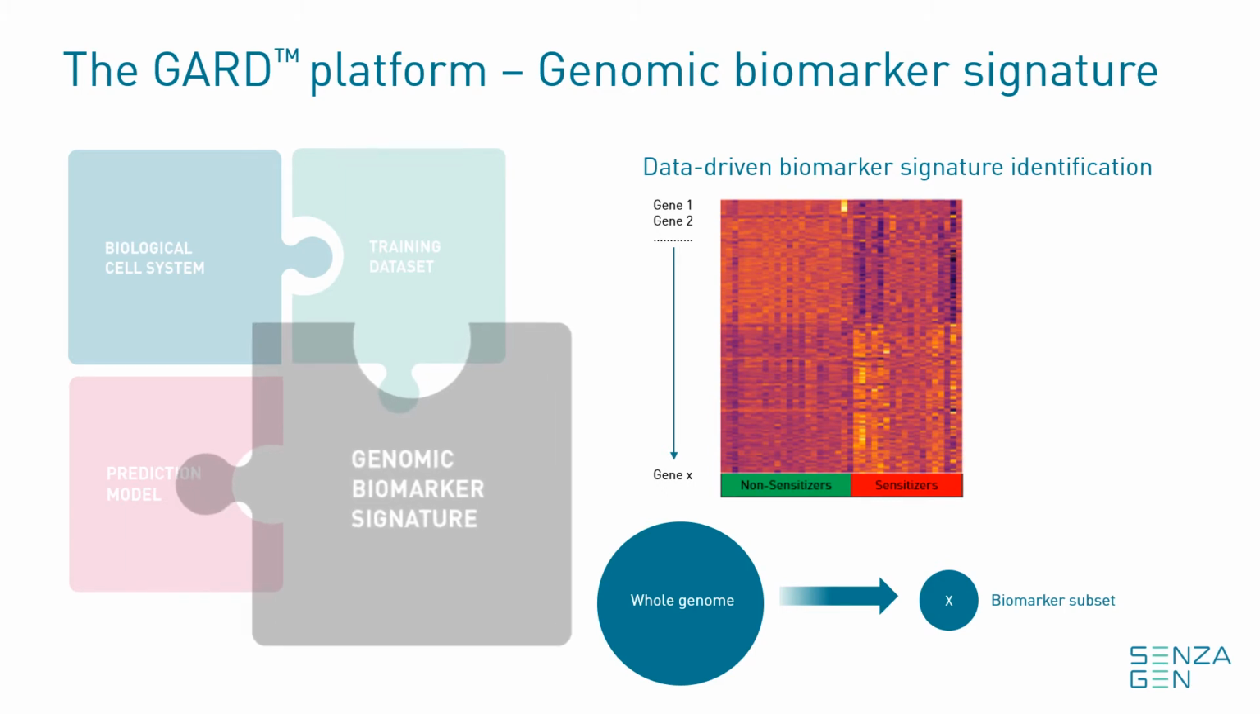This leads us to the next technology element, the genomic biomarker signature, which was identified by observing how the substances in the training data set affect the sensicell cell line. Of the 29,000 genes measured, we narrowed it down to a subset of genes that we identified as being differentially regulated depending on whether the cells were stimulated by a sensitizer or a non-sensitizer.